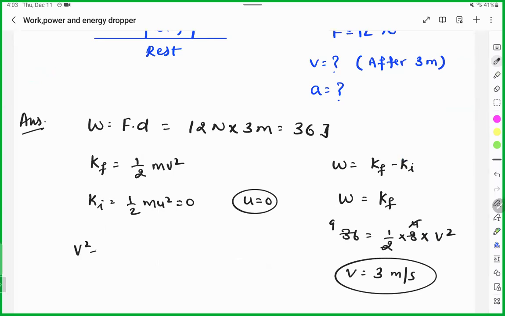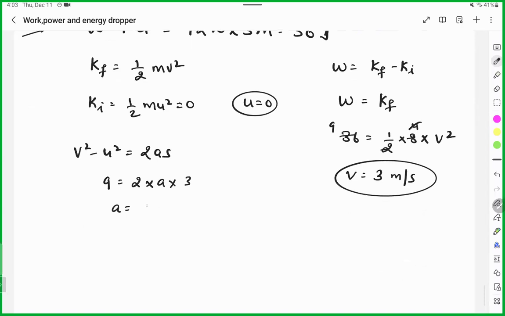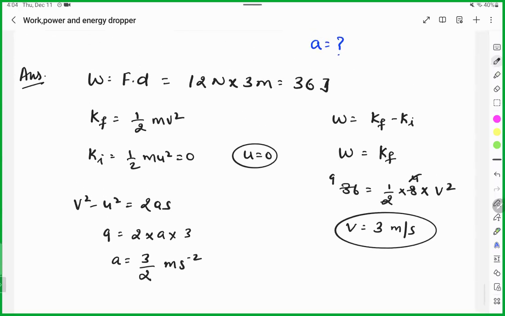And you know v square minus u square is equal to 2as. U square is 0. V square will be 9. 2a. You have to calculate, s value is 3. So what will be the a value? 3 by 2. Yes or no? Yes, sir. Well, anybody have doubt in this? No, sir.